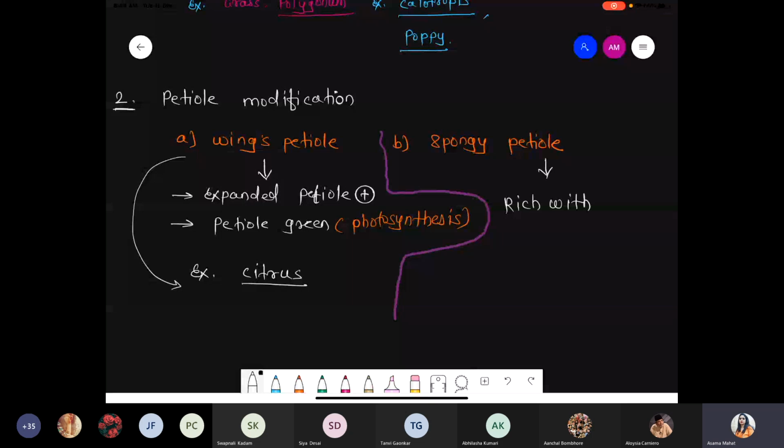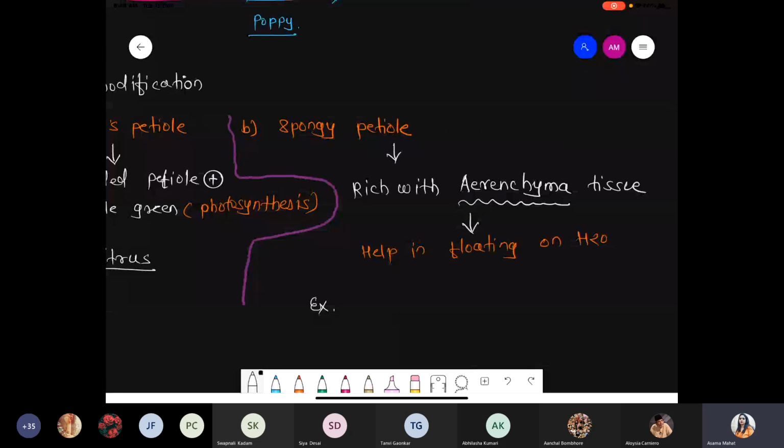Rich with aerenchyma tissue. And whenever we use the word aerenchyma, it means it is a spongy tissue. Due to this nature, the function is to help in floating on water. And definitely, if we are talking about aerenchyma tissue, spongy petiole is mostly present in aquatic plants. We are taking one example, Eichhornia, also called water hyacinth.